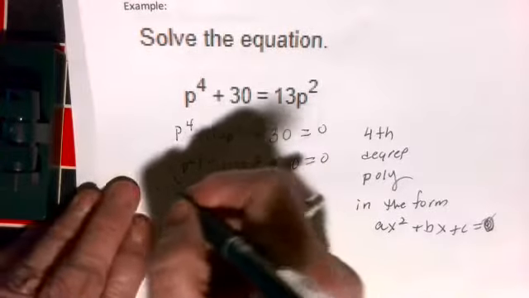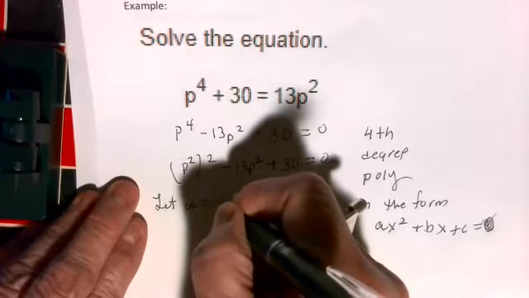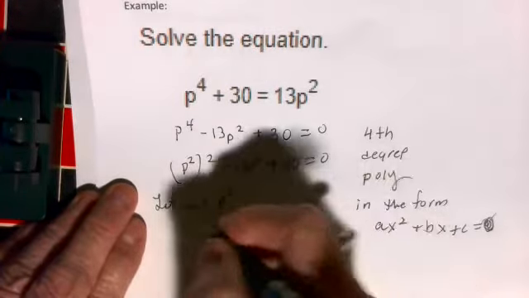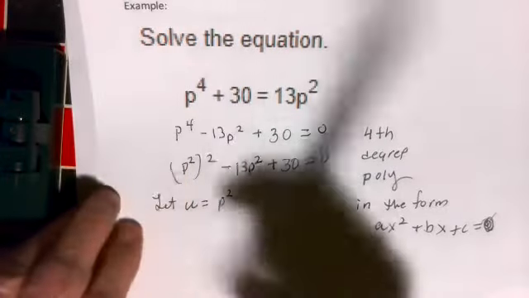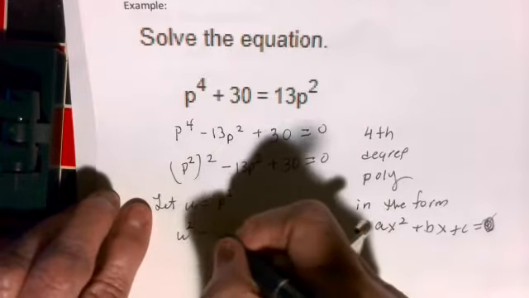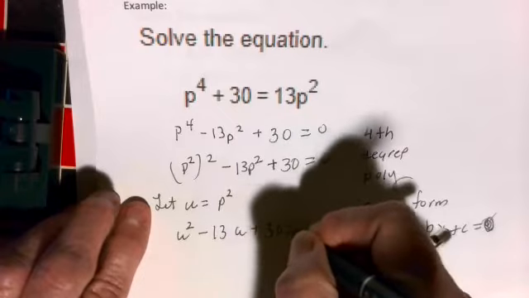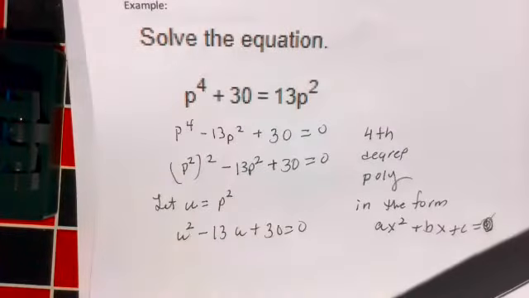So what we want to do is make this substitution and say, let's let u equal p squared. And we're just going to do that so that we can factor it. So then if I'm letting u, I'm going to put u where p squared is. So I have u squared minus 13u plus 30 equals 0. And then you would go ahead and finish factoring that. And I'll just show you where I did that.